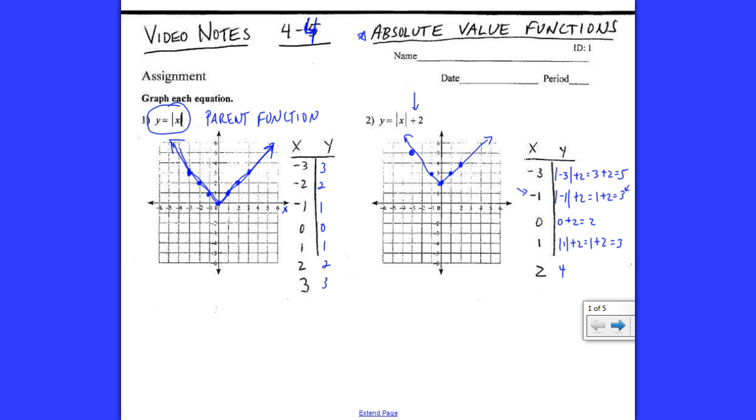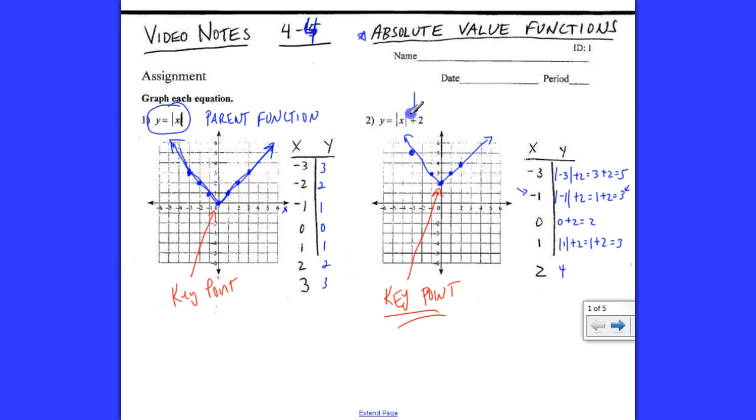Now here's the deal on this. What you have to be able to do is find and identify this point. This we're going to call the key point. All right, in my parent function, the key point was on the origin right here. This is the key point. All right, and finding the key point is going to be the key to you being able to do this easily. Now let's look at what happened to my key point on number 2 compared to the parent function.